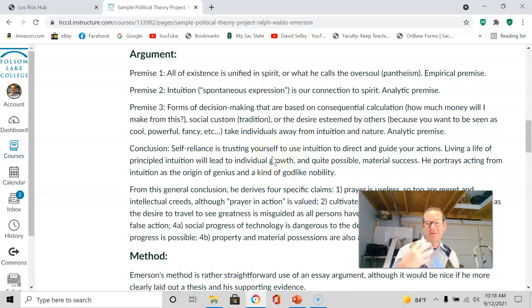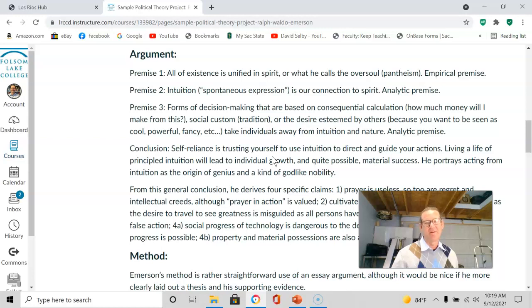And notice I've actually labeled these premises here as well. You may or may not do that, but I think that's helpful for you to think through and try to think about, what is this premise? Premise 1: all of existence is unified in spirit, or what we call the oversoul. This is one of the main transcendental assumptions. This is an empirical premise actually, but it's also an assumption where he's beginning his argument. I call this pantheism, but this is part of the American transcendental style of argument.